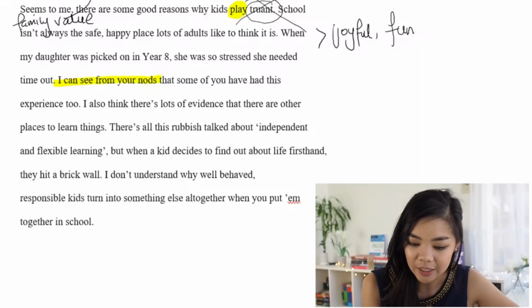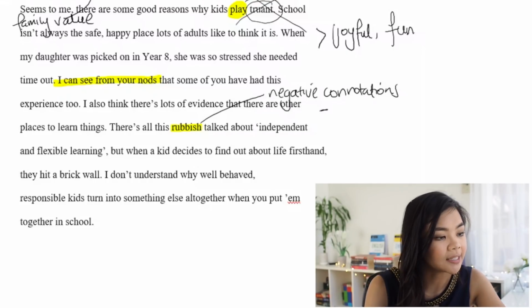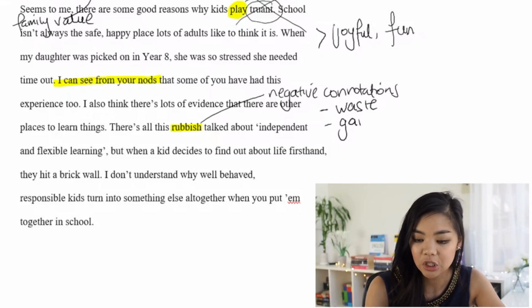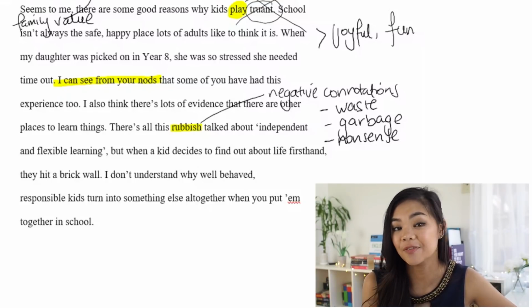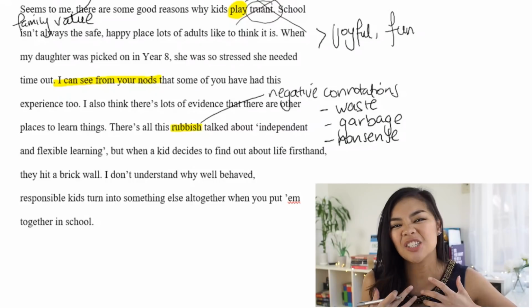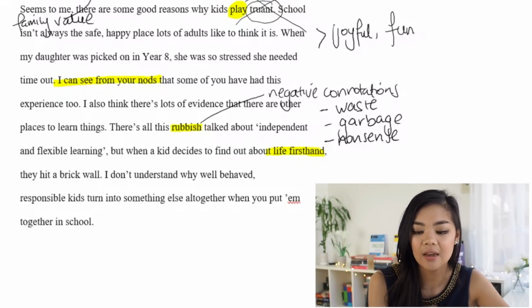Then there's rubbish. Rubbish has negative connotations. You get reminded of words like waste, garbage, and nonsense, which undermines the idea of independent and flexible learning, as though it's something that actually isn't really that helpful. He then continues to say, kids decide to find out about life firsthand. What he's saying here is that kids actually need to experience things themselves.